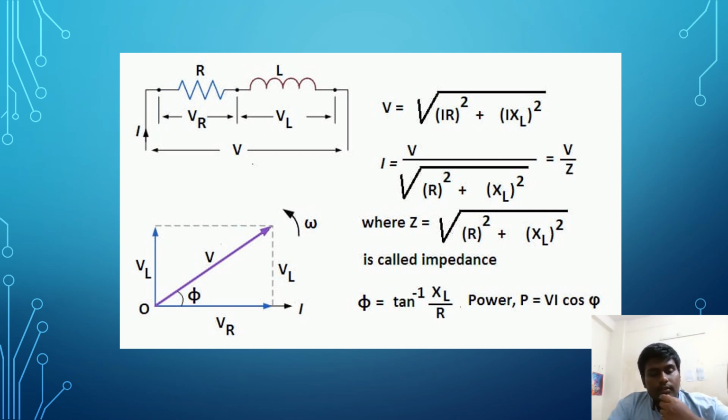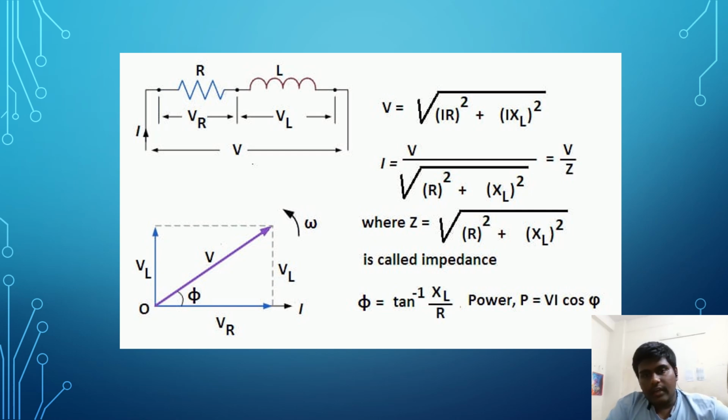And the voltage across the inductance is leading by an angle of 90 degrees, which represents the purely inductive circuit. But when we try to add them sinusoidally, we get V equals under root of (IR) whole square plus (IXL) square, where XL equals L into omega, where L is inductance and omega is angular frequency as said before.